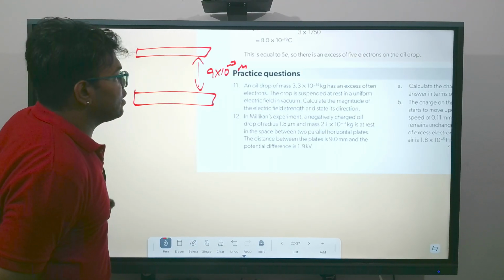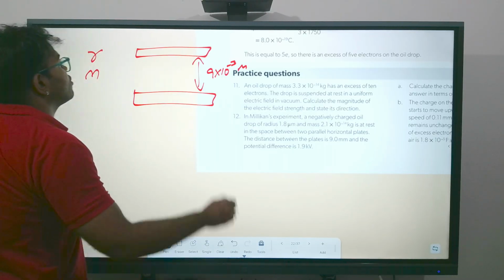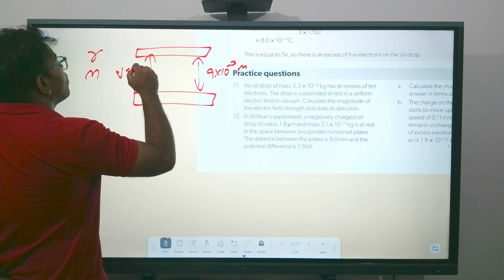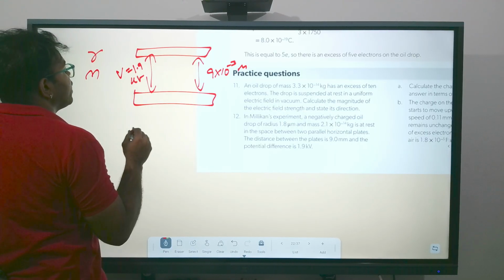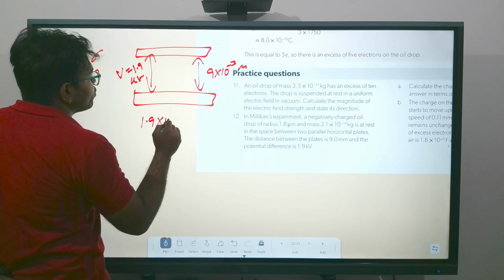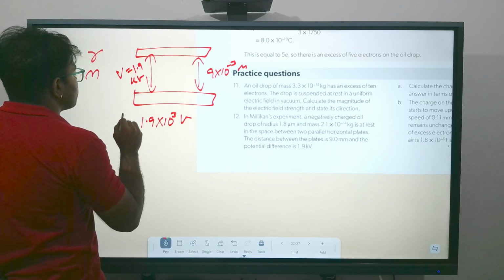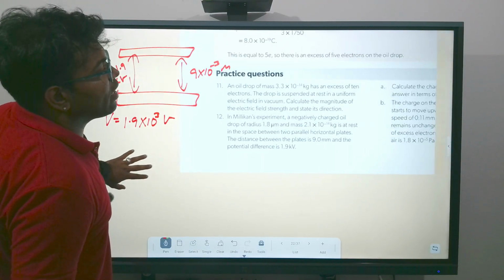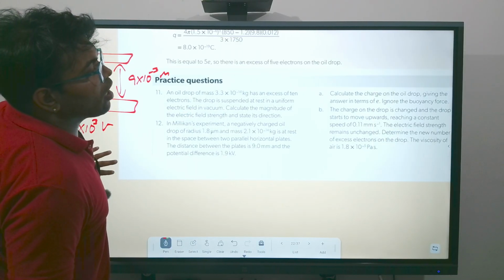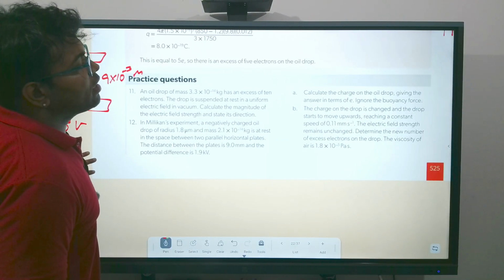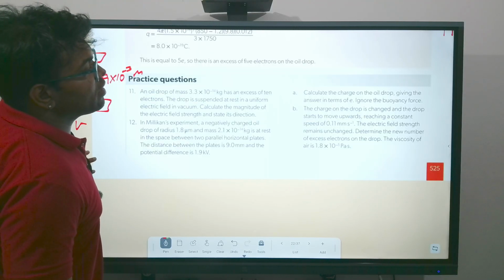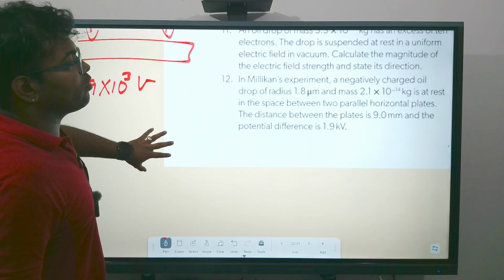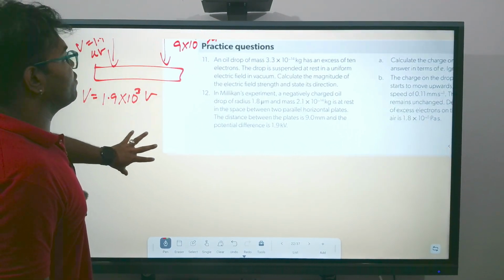Okay, and the potential difference is 1.9 kilovolt. That is 1.9 into 10 to the power of 3 volts. Okay. Now potential difference is also known. Now what have they asked us to calculate? Calculate the charge on the oil drop, giving the answer in terms of e. Ignore the buoyancy force. We are supposed to ignore the buoyancy force.